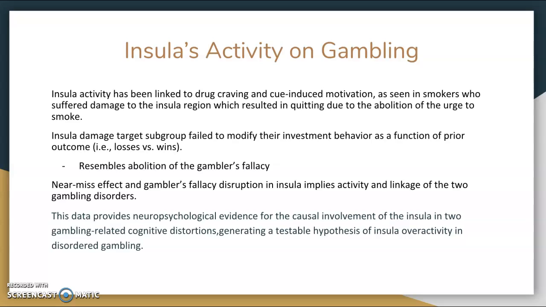One conclusion made from that is that insula damage may resemble abolition of that gambler's fallacy seen in the other groups. So near miss effect and gambler's fallacy disruption in insula implies activity and linkage of the two gambling disorders. A conclusion to this is that the data provides neuropsychological evidence for the causal involvement of the insula in two gambling-related cognitive distortions, generating a testable hypothesis of insula overactivity in disordered gambling.